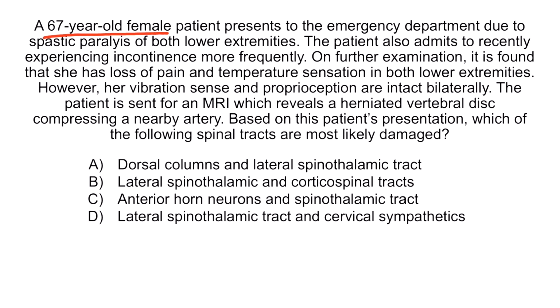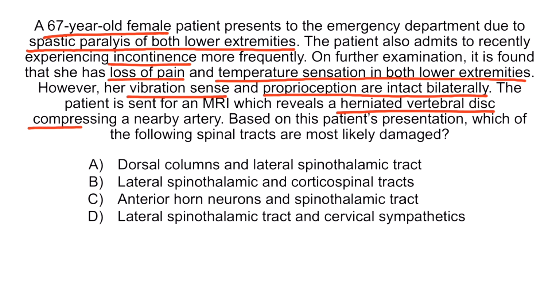This 67-year-old female presents with spastic paralysis of both lower extremities, incontinence, and loss of pain and temperature sensation in both lower extremities. She also has her vibration sense and proprioception intact bilaterally. Based on the patient's symptoms, she is experiencing anterior cord syndrome. This is confirmed by MRI, showing a herniated lumbar disc, which is most likely compressing the anterior spinal artery causing the syndrome. Anterior spinal injury damages the lateral corticospinal tracts, causing bilateral spastic paralysis at and below the lesion level.